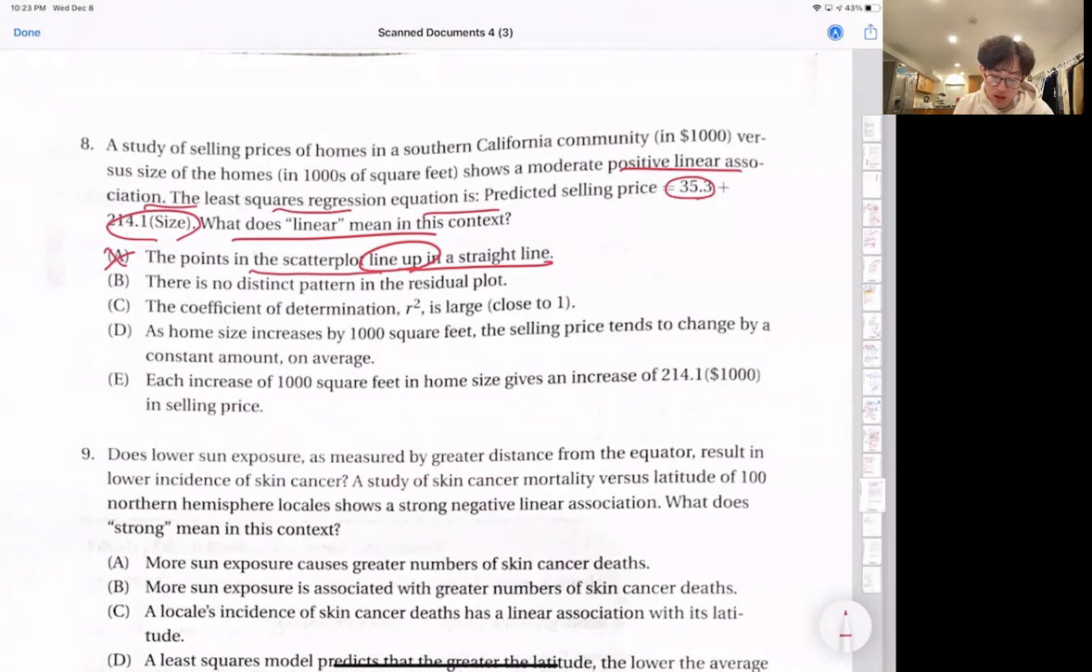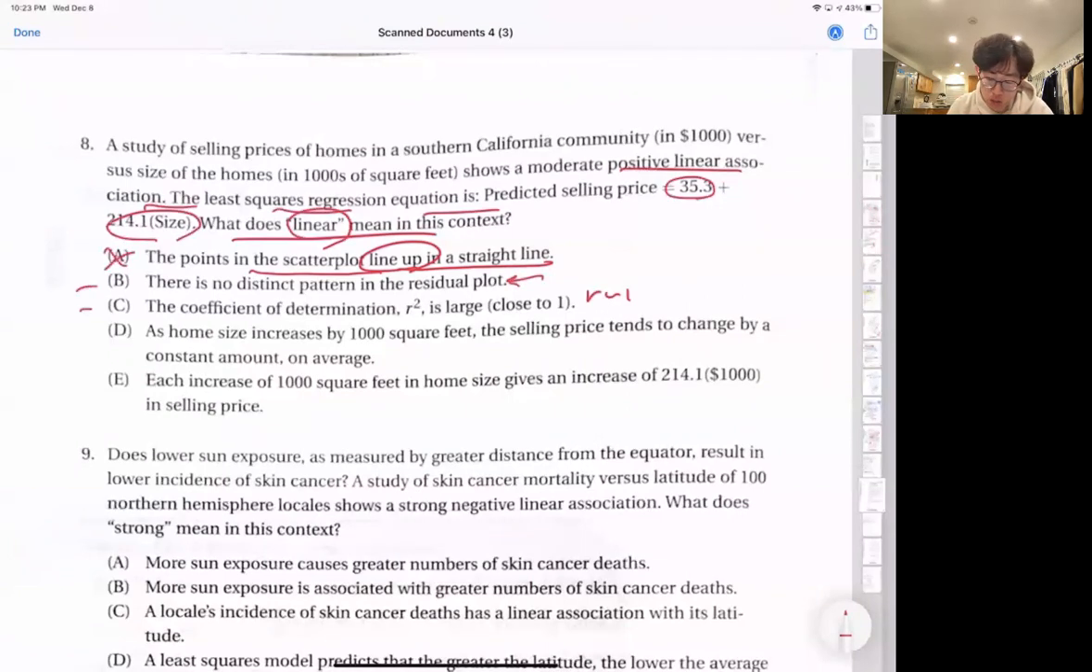There's no distinct pattern in the residual plot. That's good. Okay, so this means linear in terms of the residual plot. The coefficient of determination R squared is large, okay, close to being 1. That's true, because if R squared is close to 1, it means that it's very, very linear in this context. So these two are actually good answers.